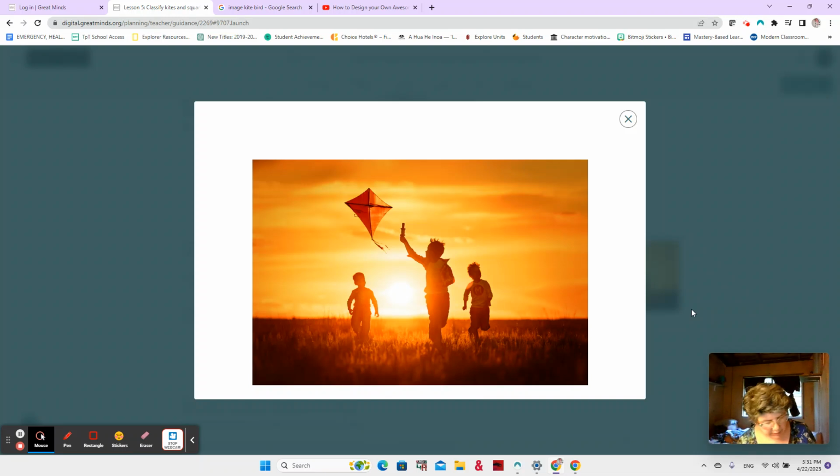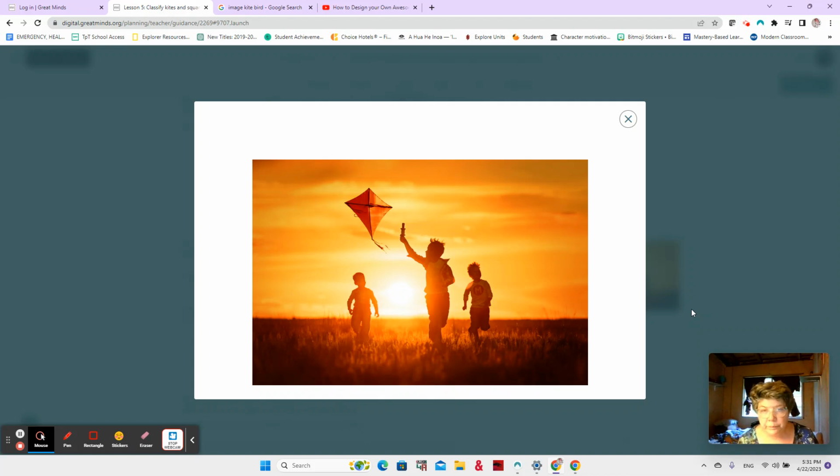So we've been talking a lot about properties of two-dimensional figures and hierarchies. And we're going to add two shapes to that hierarchy today. And one is kites, see the picture, and the other is squares. So get ready for kites and squares.